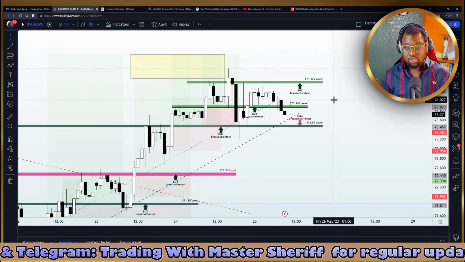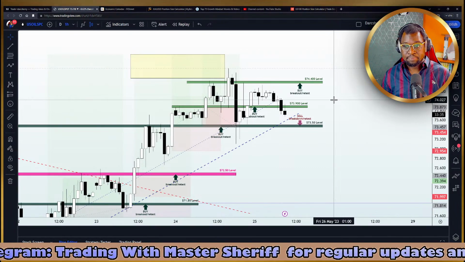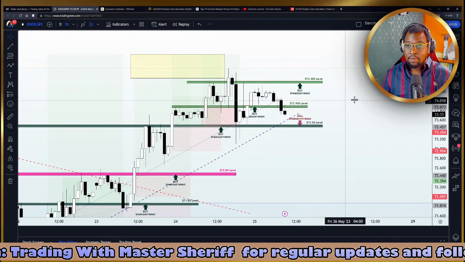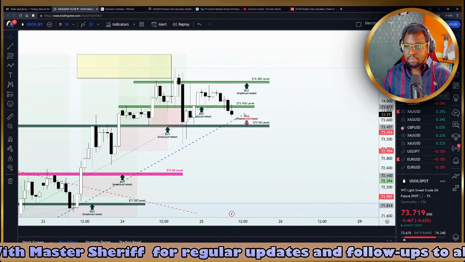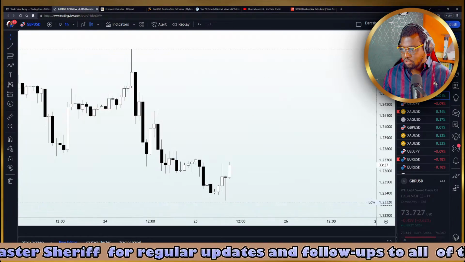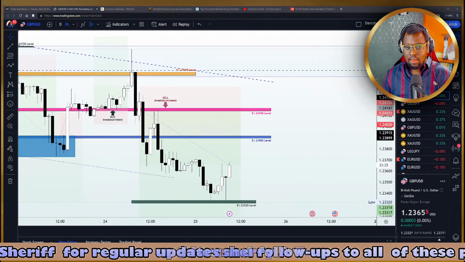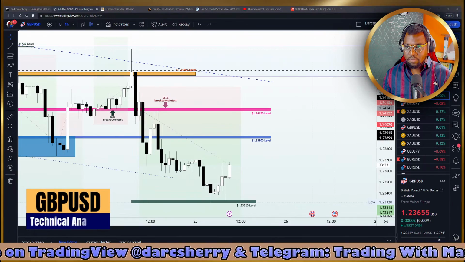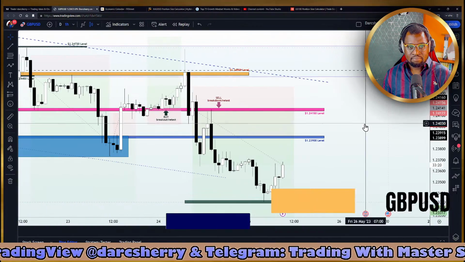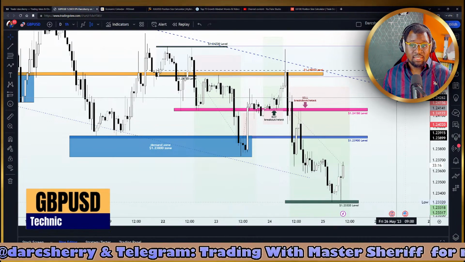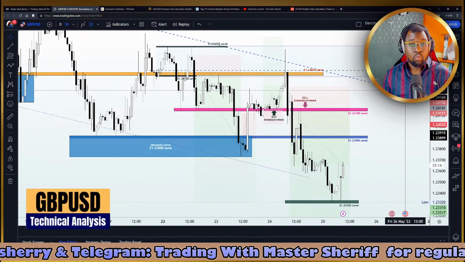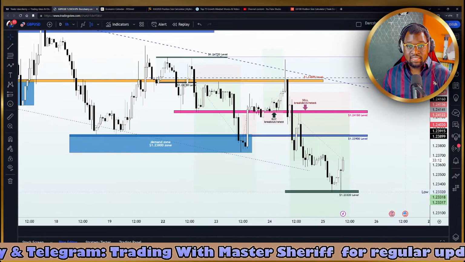So I will be moving on to the next instrument, which is the GBPUSD. And let's look at what is happening on the GBPUSD chart. All right, so on the GBPUSD, we have been selling actually. At a point in time we bought, but most of the time this week we have been selling the GBPUSD.